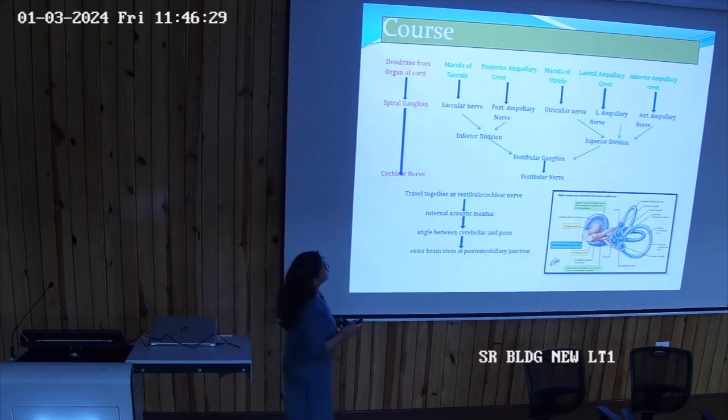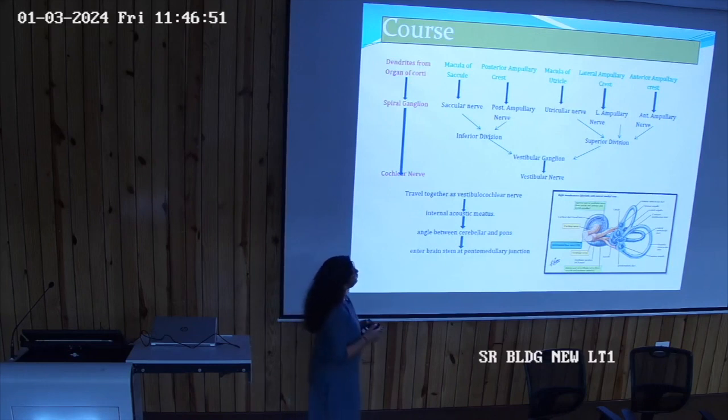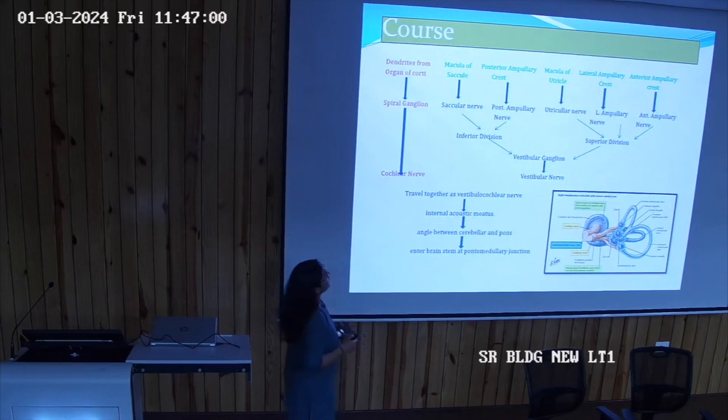If we talk about the vestibular nerve, the macula are the receptor cells which are present in the saccule as well as the utricle. So the macula of the saccule gives the saccular nerve, while the posterior ampullary crest gives the nerve which is called the posterior ampullary nerve. These two form the inferior division, while the macula of the utricle gives rise to the utricular nerve, the lateral ampullary crest gives rise to the lateral ampullary nerve, and the anterior ampullary crest gives rise to the anterior ampullary nerve. These three nerves together form the superior division.